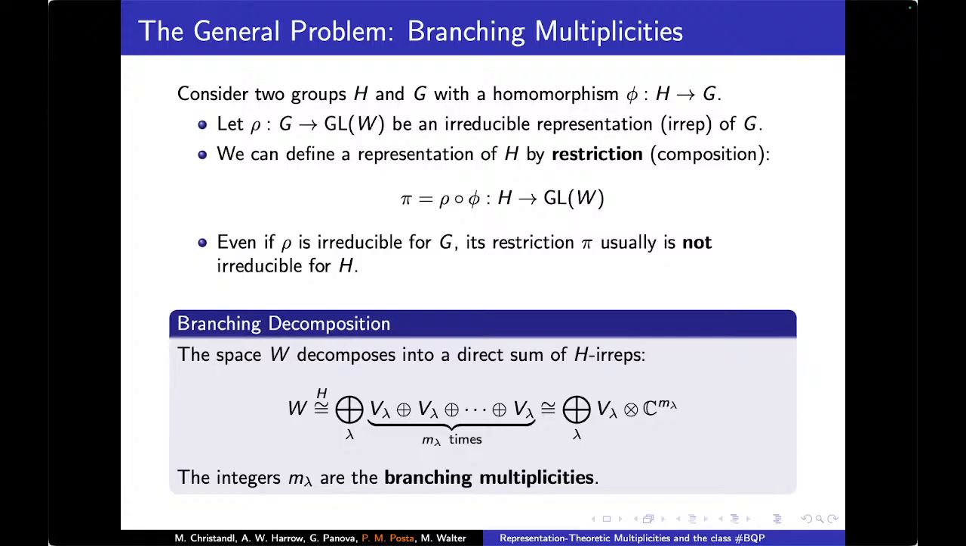Yes? So just to be clear, H does not have to be a subgroup of G? No, it does not have to be. We talk about restriction, but that's a little bit of an abuse of notation. Usually it's the case where the map is injective and then we can identify it as a subgroup, but it's not always the case.